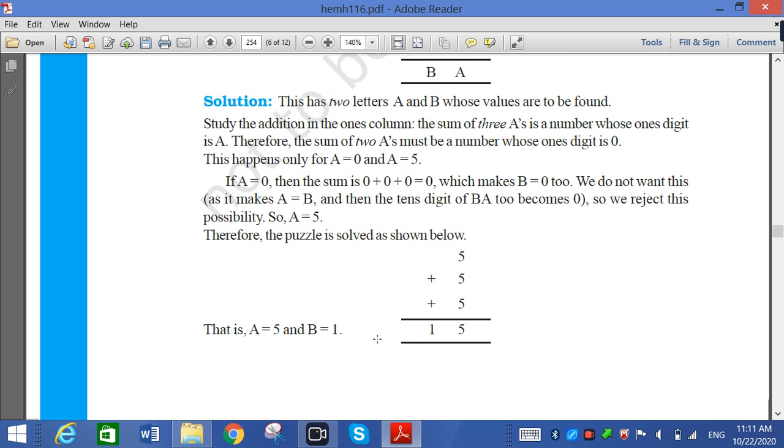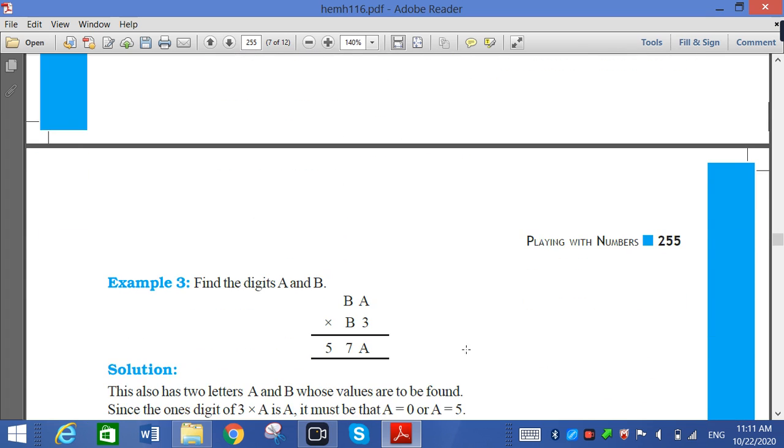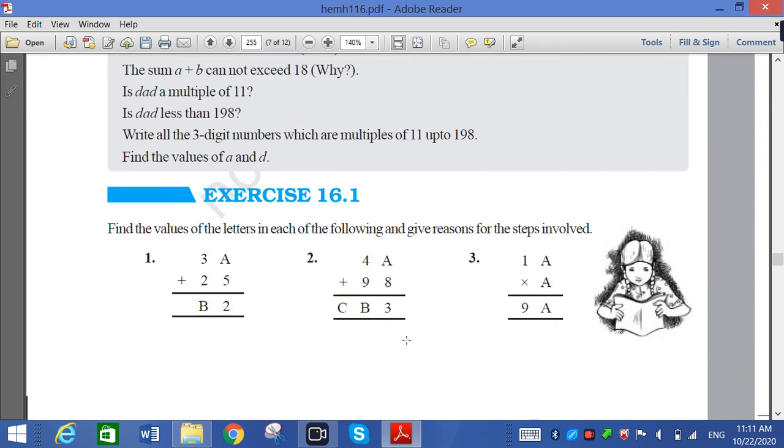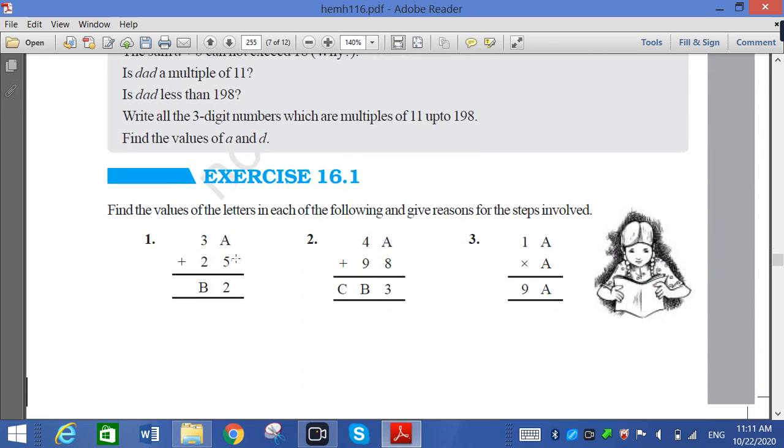So here 5 is there, so 15 is there. Now if we see the exercise first, that is the addition form. So you can do it yourself. For what you will get, 2 is there, so 5, what do I have to write? 7. Why do I have to write 7? 7 plus 5, that is 12, carry 1. So that is 5 and 6. So the value of A is 7, and the value of B is 6.